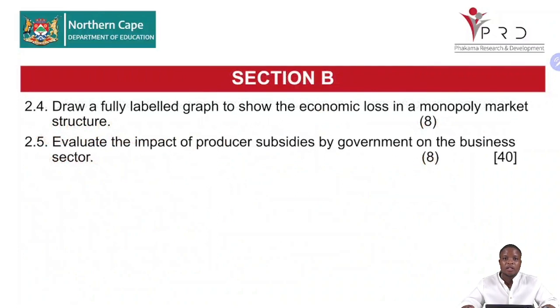Right, let's look at your 8-mark question. You have 2.4 and 2.5. 2.4 says, draw a fully labeled graph to show the economic loss in a market structure. So you don't have to explain. You draw a graph of economic loss in monopoly. And then 2.5, evaluate the impact of producer subsidies by the government on the business. What will be the impact if the government is providing subsidies to the producers on the business, right? You have 10 minutes to complete both 2.4 and 2.5, then we look at the responses.